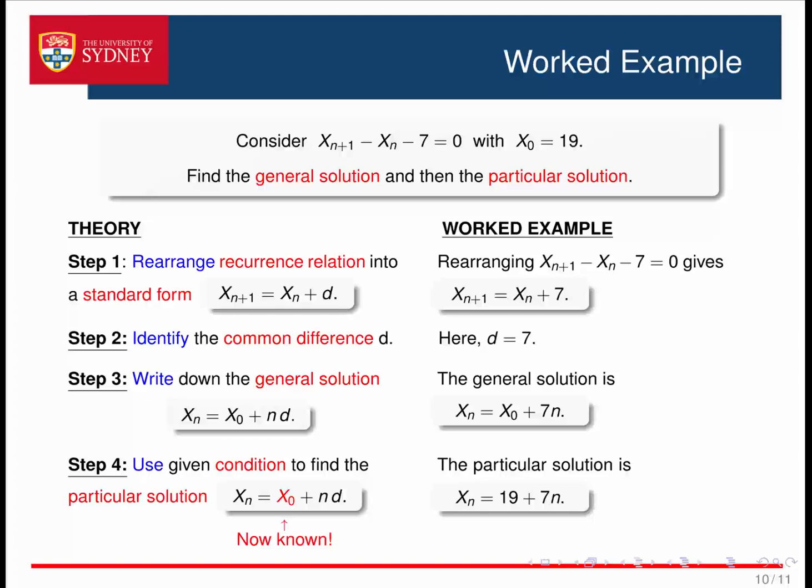In summary, we have found a formula called a particular solution that will allow us to find any x_n by just using n. This allows us to find x_n without having to generate the whole sequence. For instance, when n = 100, x_100 will be 19 + 7 times 100, which is 719. If we wanted to find x_100 using the recurrence relation, we would have to generate every single term in the sequence before x_100.